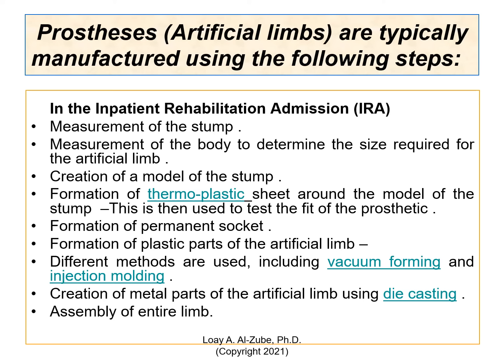Different methods are used. Those are the old manufacturing methods. Now we do 3D printing most of the time. Even for the socket, we have very precise, smooth 3D printers. They can do this. For the creation of metal parts of the artificial limb, we can do die casting, then assembly of the entire limb, and then we give it to the subject. If you are into manufacturing, you would like to go into one of these clinics that develop or build prostheses. That's what they will be doing there.